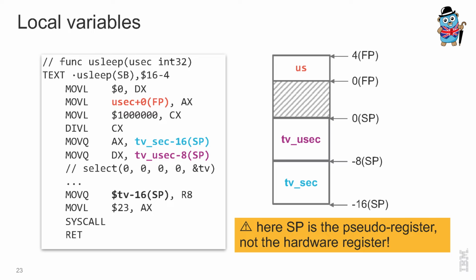Again, you see using the negative offsets from the pseudo stack pointer. And then we take the address using the $ sign and put that into our R8, which is part of the system call. And we can do our system call, and all those variables are all living on our stack, so they just go away once we finish the call.